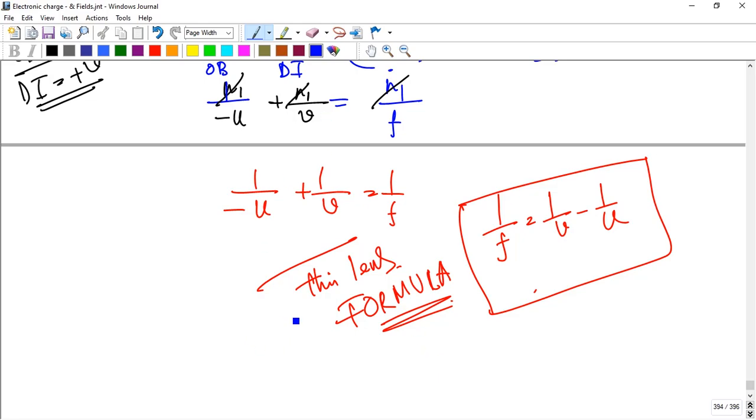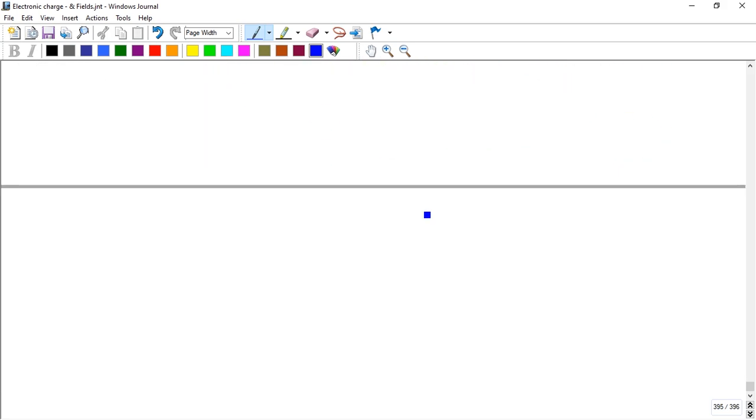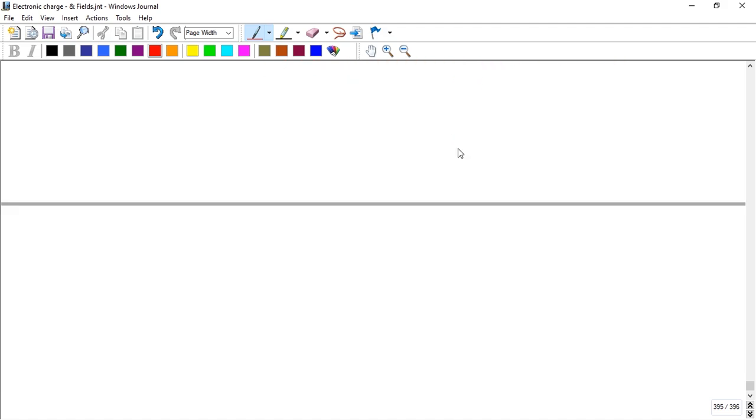So previous class ended here with the derivation of the thin lens formula, 1/v - 1/u = 1/f. Now we discuss the convex lens: how it creates an image, and whether that image is real or virtual. So, creation of the image with the help of a convex lens.